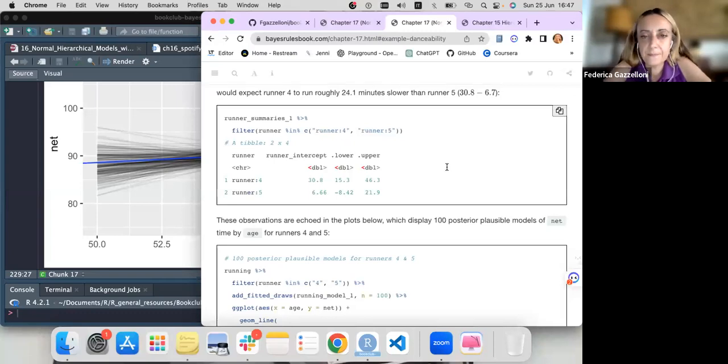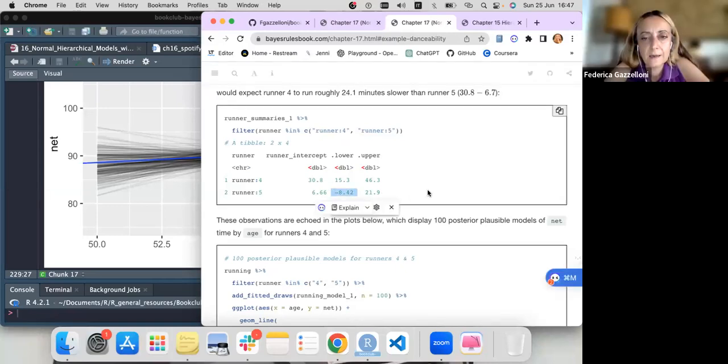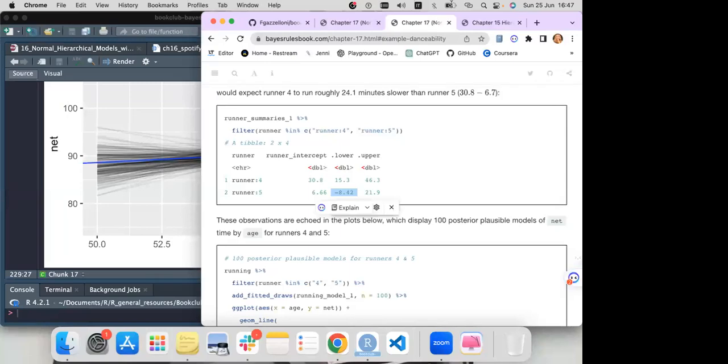So for runner 4, we have, as the previous section said, the practical significance of being positive. But for runner 5, that confidence interval contains zero. So I was just wondering if that's going to play a role here.